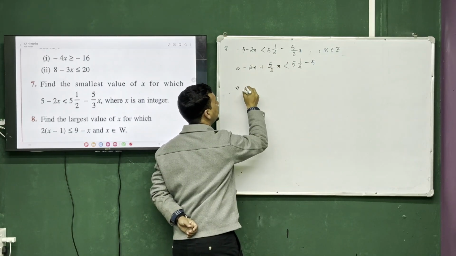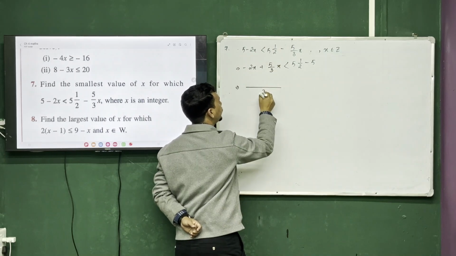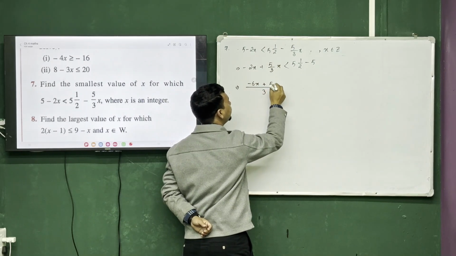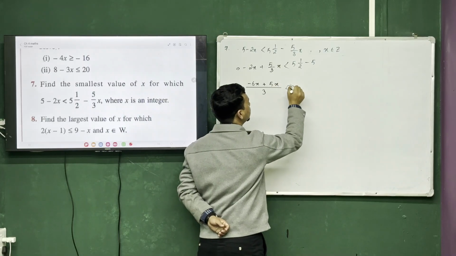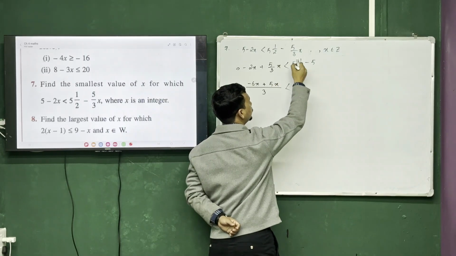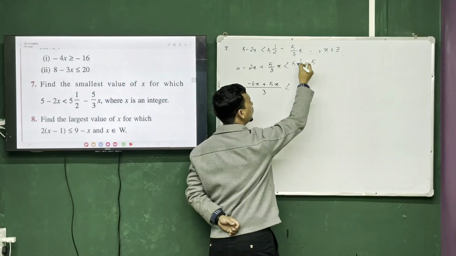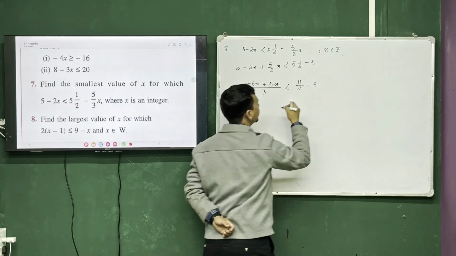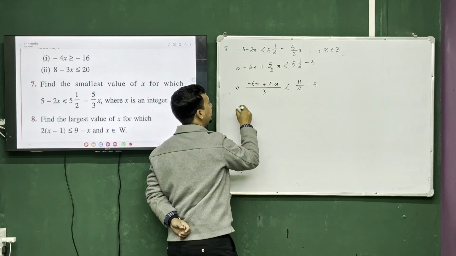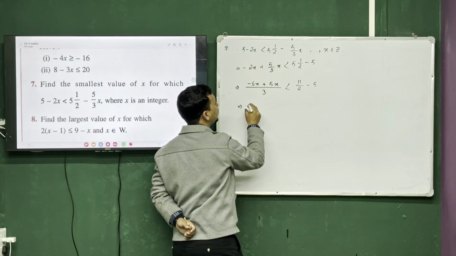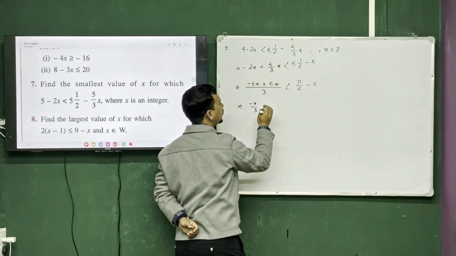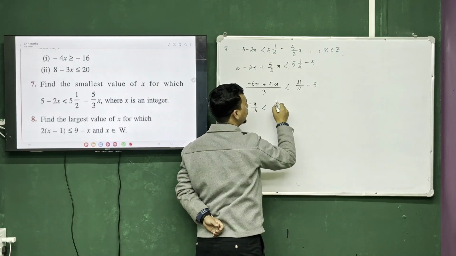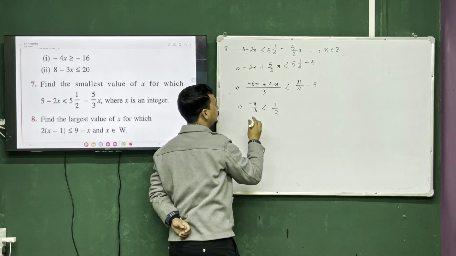Then here we can take LCM. So the LCM will be 3. Then this will be minus 6x plus 5x is less than. Here if you solve this, 2 5s are 10 plus 1, 11. So 11 by 2 minus 5. Then minus 6x plus 5x will be minus x upon 3 is less than. Here 2 5s are 10, 11 minus 10, 1 by 2.